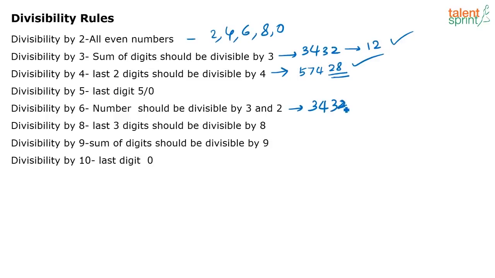See, 3432 is an even number, so it is divisible by 2, correct? It is already divisible by 3, so it is divisible by 2 and 3, so it is divisible by 6, okay? So that's how you check for divisibility by 6.